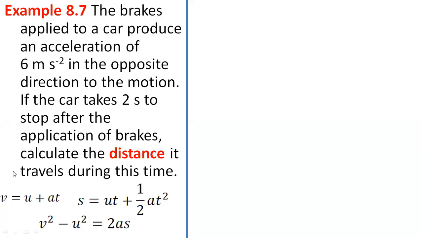Okay, so initial velocity was having some value, final velocity is 0, t is 2 seconds, and we have to calculate distance, and we have these three formulas. So let us just write down whatever we are given. First we are given acceleration, that is 6 meter per second square, but I have told you the value has to be taken negative. Why? Because brakes were applied, acceleration is in negative direction.